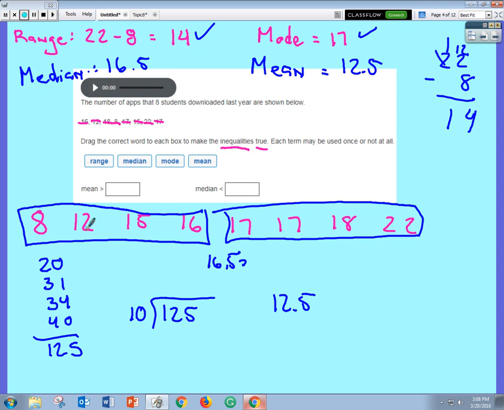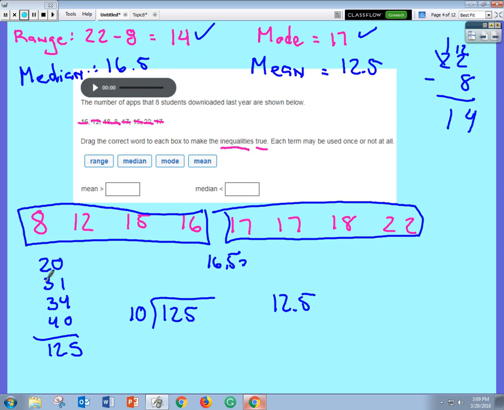8, 12, 15, 16, 17, 17, 18, 22. In between is 16 and a half. Median 16 and a half. The mean, did I add them up wrong? That's 20. That's 31. That's 34. And that is 40. 5.